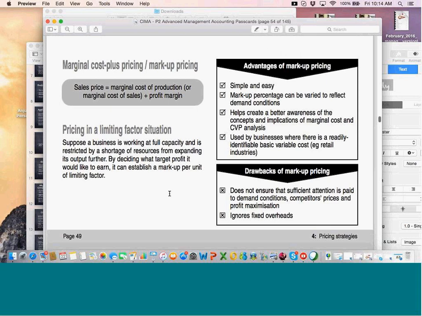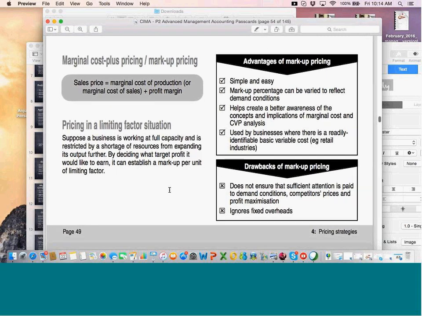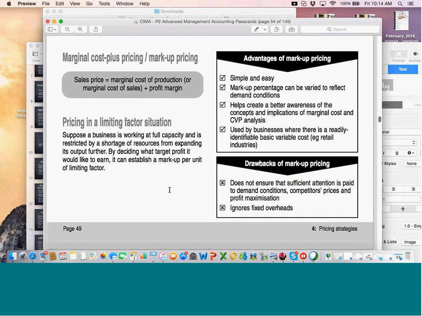Going back to our topic, our full cost certainly will not work. Then we talk about marginal cost plus pricing, where the sale price means the marginal cost of production plus a margin. Next, pricing in a limiting factor situation. Suppose a business is working at full capacity and is restricted by shortage of resources from expanding output further. Depending on what target profit it would like to earn, it establishes a mark up per unit of limiting factor.